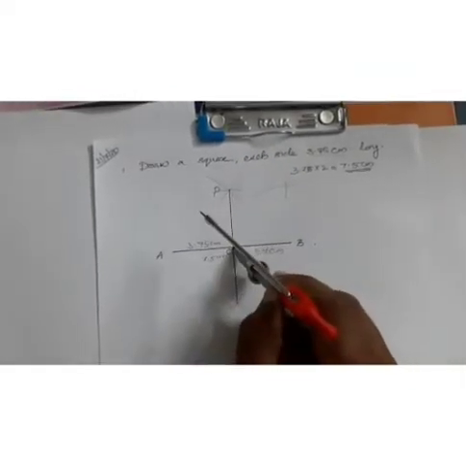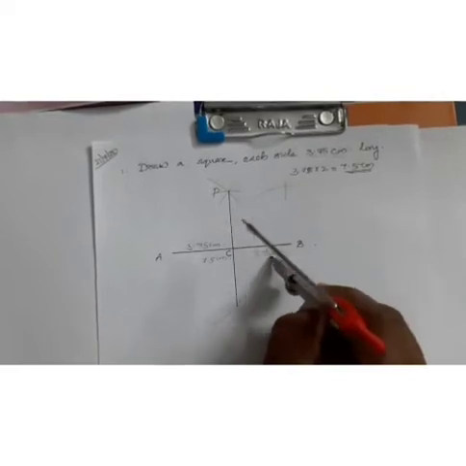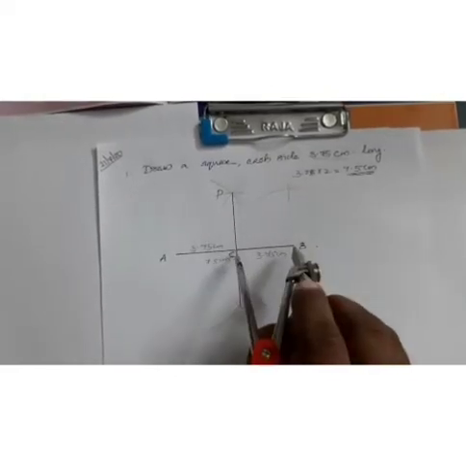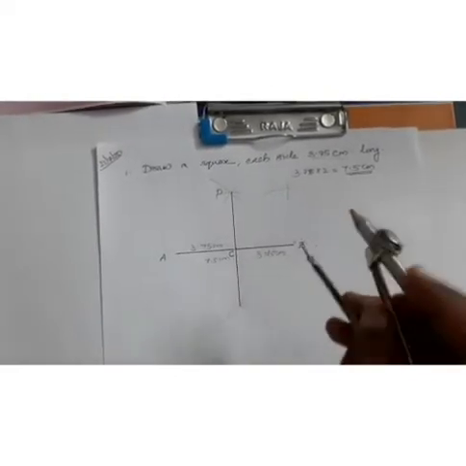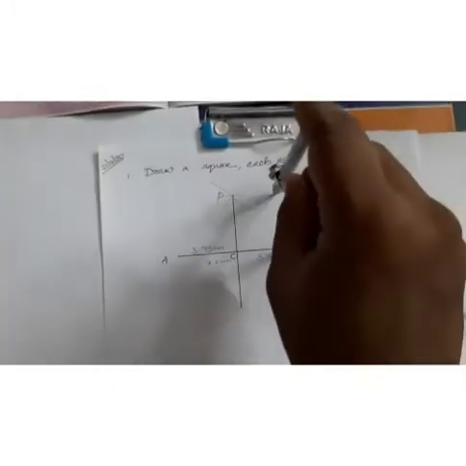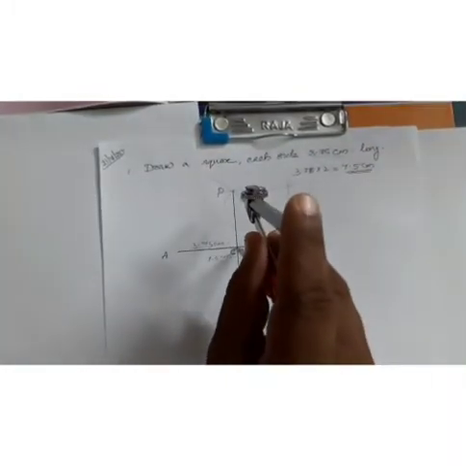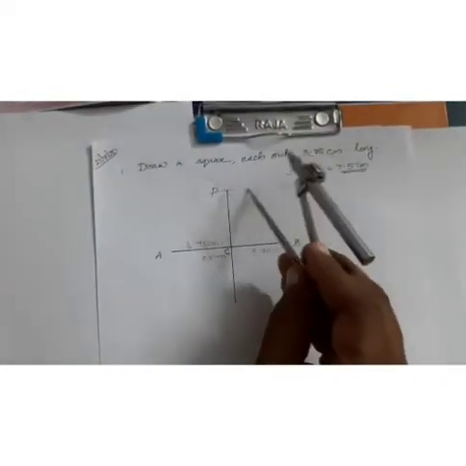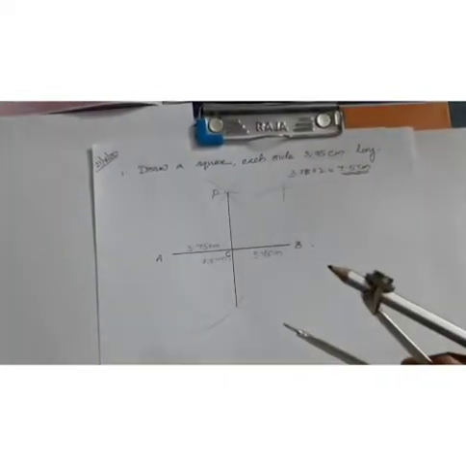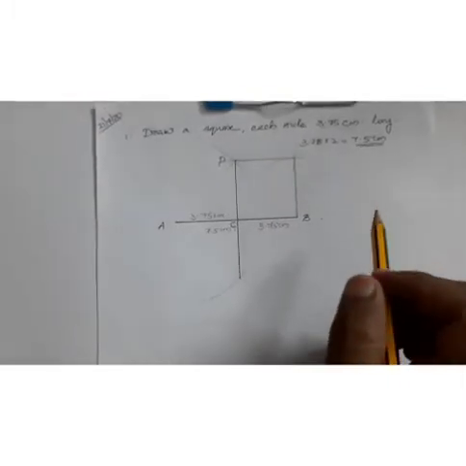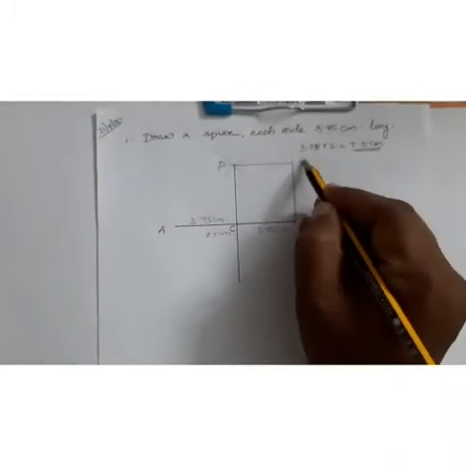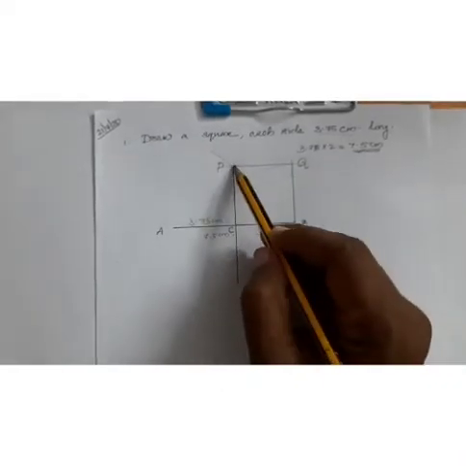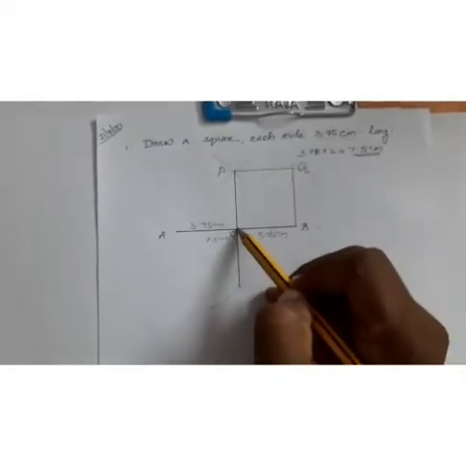So take the side of a square as 3.75, this length. Take the length as here. Then from B mark an arc here. From C mark the arc on P. Then from P you have to join this one. Then you have to join these lines. Keep this point as Q. So you got a square of PQBC.